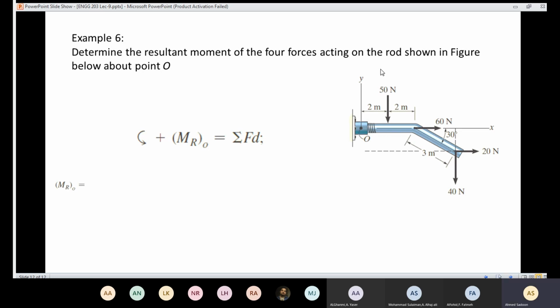So I have 50. If I draw the line of action here, and I draw the perpendicular distance, I'm going to figure out that the perpendicular distance for 50 is 2. So first, I'm going to have a moment which is 50 times 2. So this one, is it clockwise or anti-clockwise? Anyone can know the answer regarding 50? It's clockwise. Then I'm going to put positive or negative? Negative. So the first one here, I have minus 50 times 2.